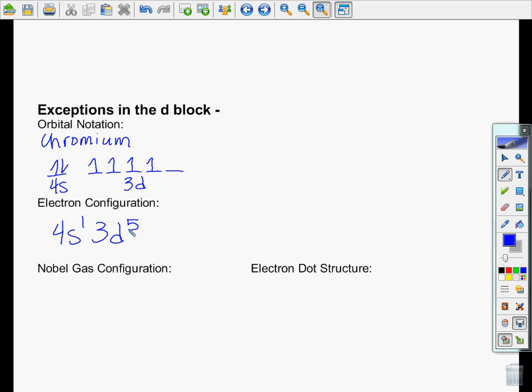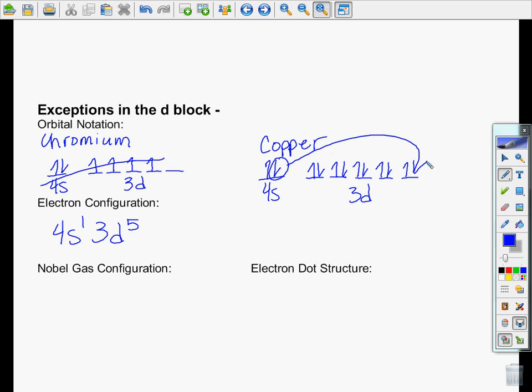So if we were to do copper, we would think that copper is 4s2, 3d9: 3, 4, 5, 6, 7, 8, 9, right? But just like chromium wasn't right, this one takes an electron and moves it over to be 4s1, 3d10. So it's only chromium's group and copper's group. It doesn't happen in any other place on the periodic table. Those are the only exceptions, period. They're grouped.